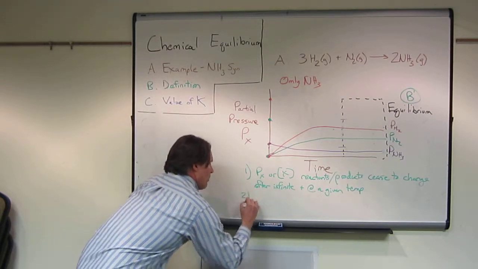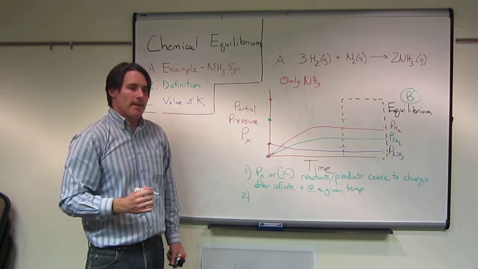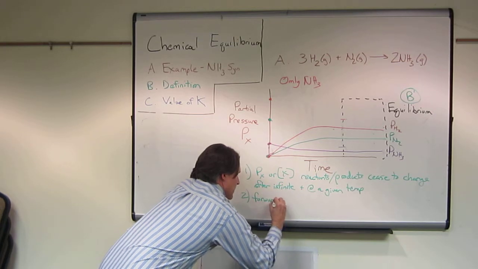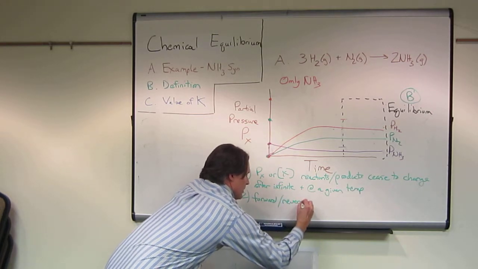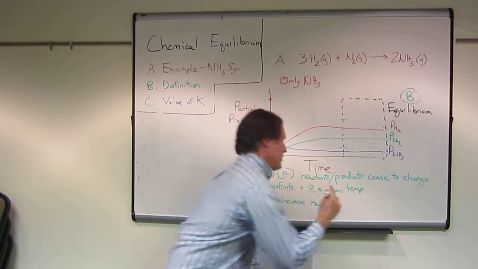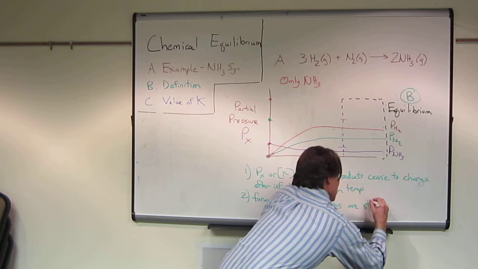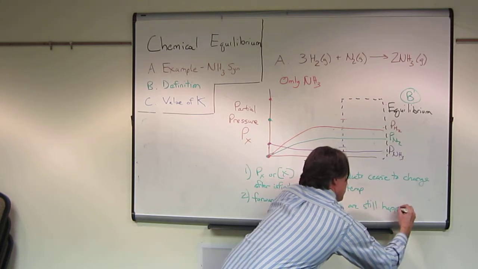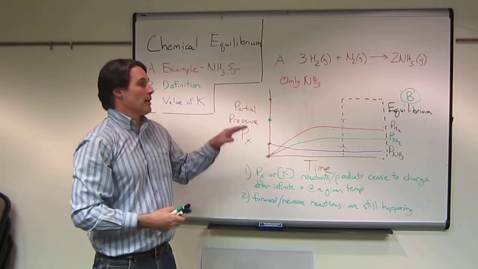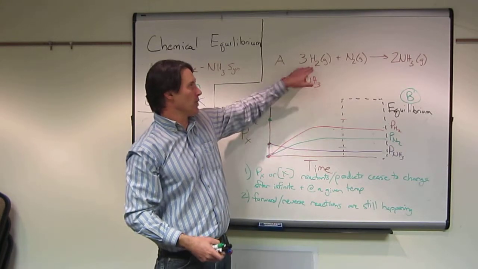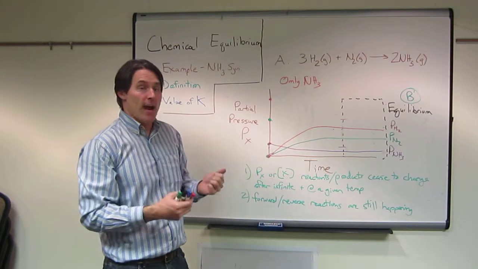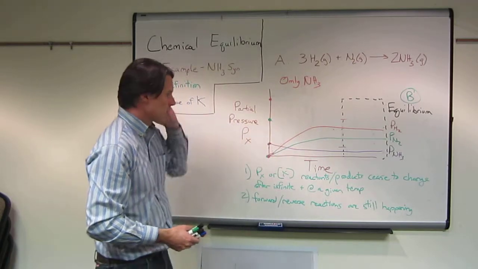Now, another important point about equilibrium and its definition is that there's still reaction going on. So the forward and reverse reactions are still happening. So even though the partial pressures in this case are not changing, we still have, at equilibrium, some hydrogen and nitrogen colliding to form ammonia, and some ammonia breaking down to form hydrogen and nitrogen.